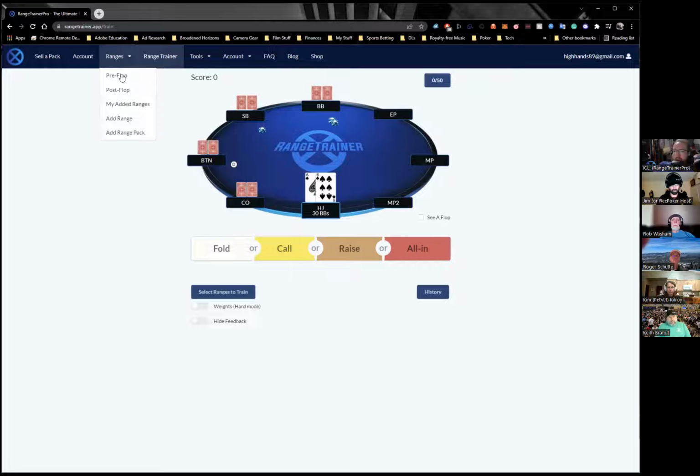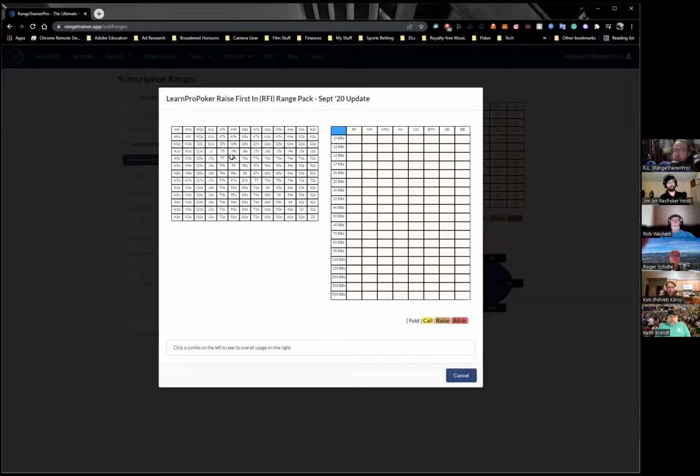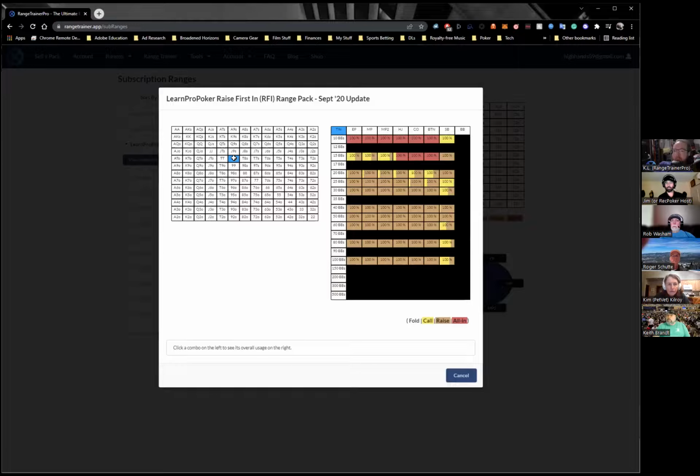First up, we did some pretty interesting things. For example, we pioneered something called combo breakdown. This is a completely new way to visualize ranges. Instead of saying what position and stack depth you're at, we ask you, what hand do you want to learn more about? In this situation, I want to learn more about 10-9 suited.